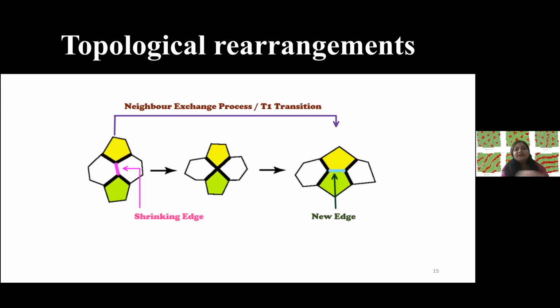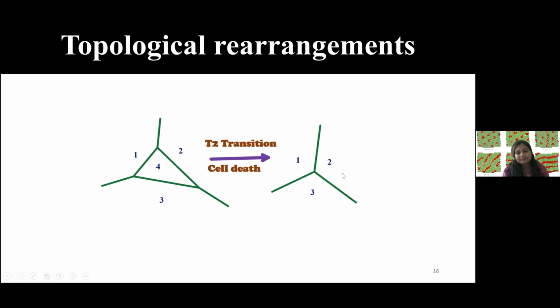The cells also show topological rearrangements. First, we will discuss two of them. The first one is the neighbor exchange process, or the T1 transition, in which we can see 2 cells which are neighbors of each other, sharing a pink color bond between them. Then this T1 transition takes place in such a way that finally these 2 white cells which were neighbors of each other are no more neighbors. Now the new neighbors have emerged, yellow and green color sharing this blue color bond. The second topological rearrangement process is the cell death process, which takes place when the area of the cell becomes very small, smaller than some threshold value. Then the cell is extruded out of the system and it takes this configuration.